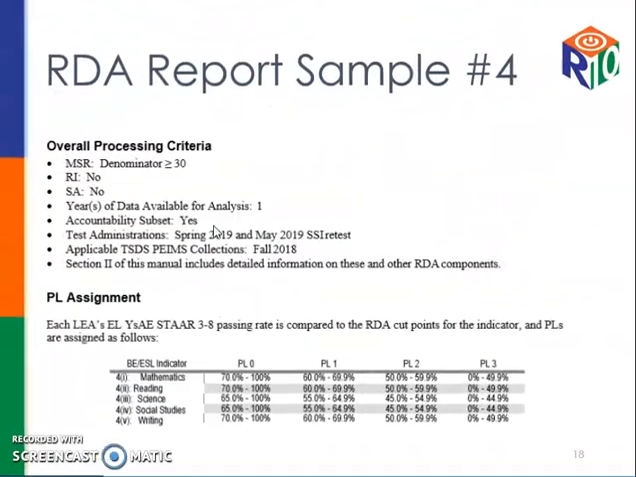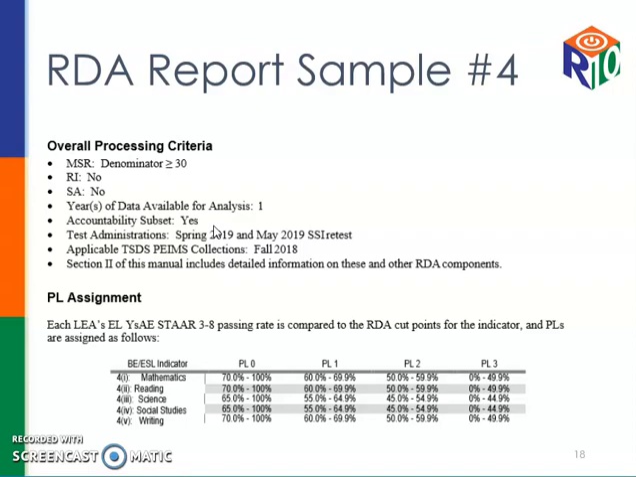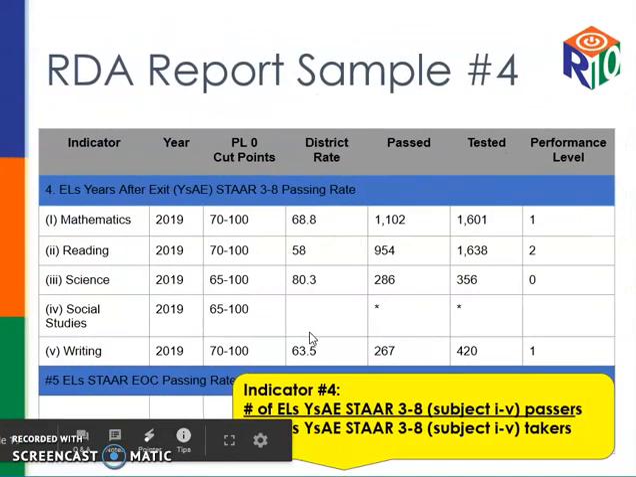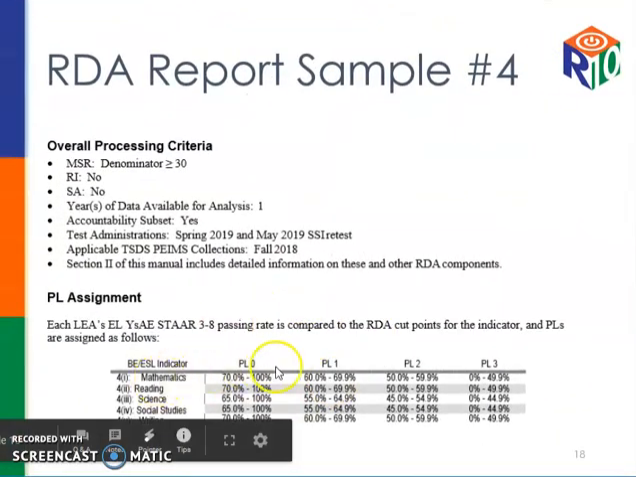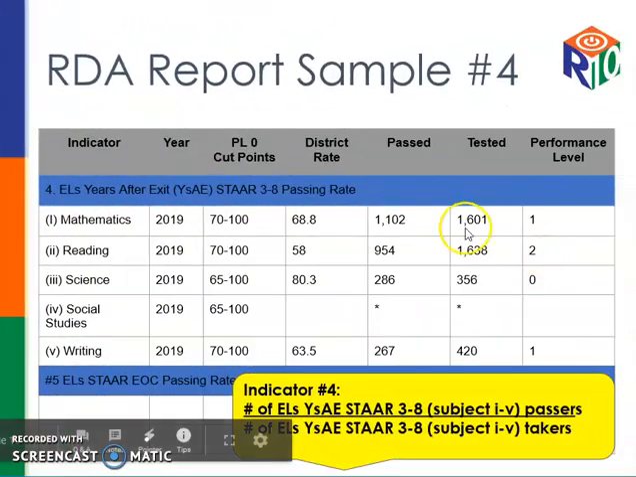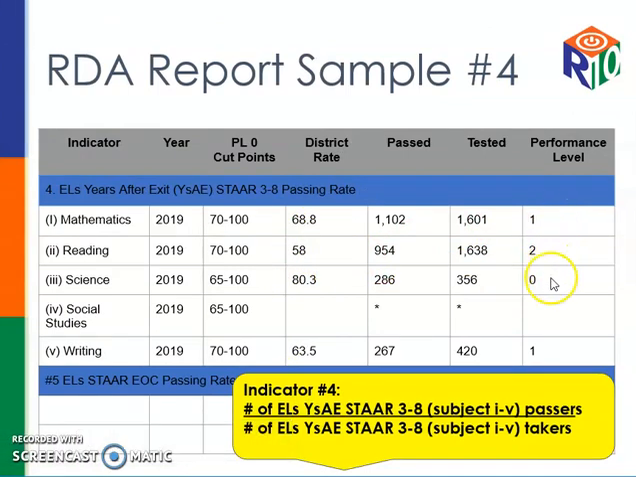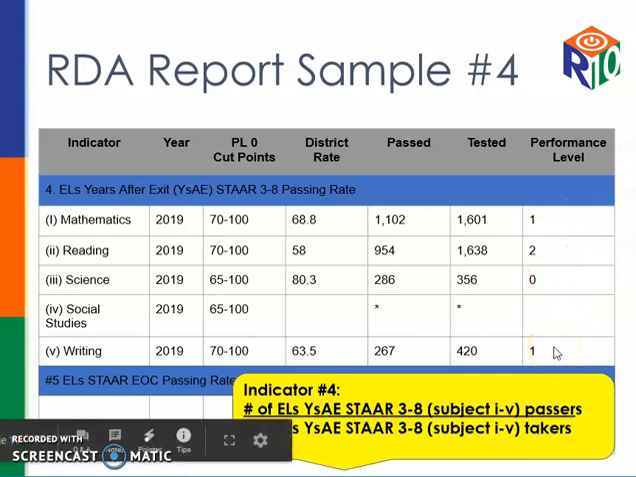So let's refer back to the PL assignment, and this was for math. This particular district for math had a 68.8. So if you look here for math, 68.8, that is a PL of 1 for that content. You follow the same procedure for every content, and that is how these performance levels are calculated.